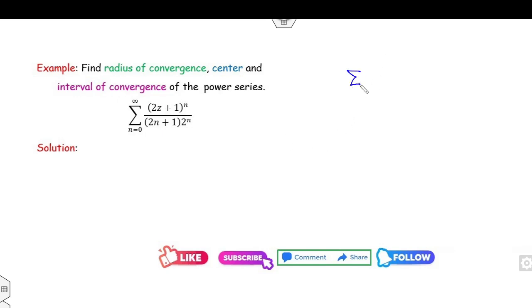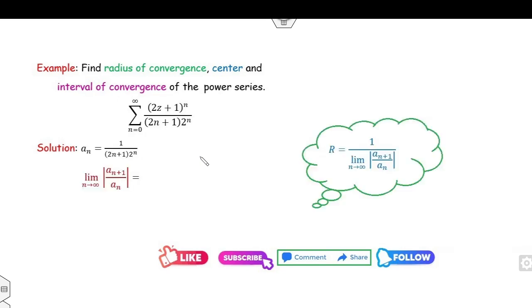Okay, look at this another one. Again, your target is to always compare with the help of the general form. So what is a_n? a_n is the coefficient of the power of the n term. So that will be 1 over (2n plus 1) 2 raised to power n. Fine. So then your target is to find the value of R.